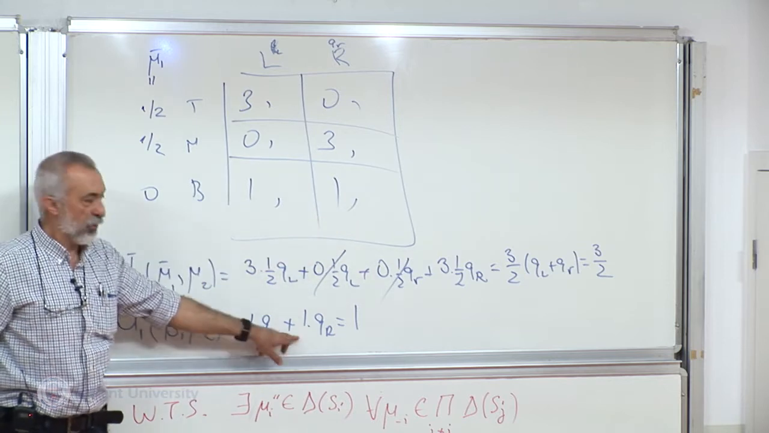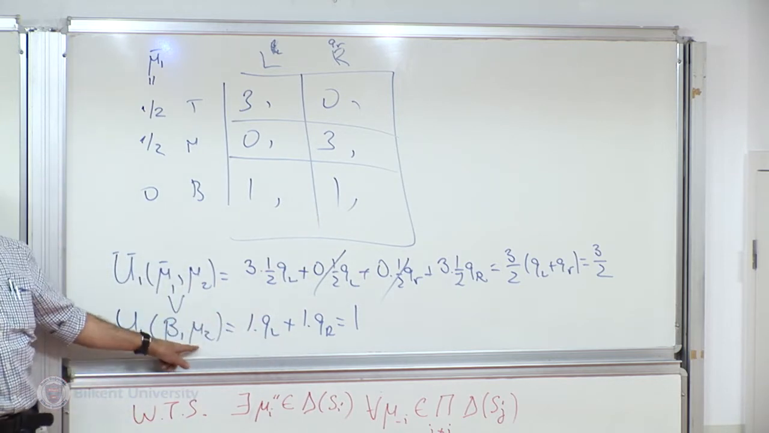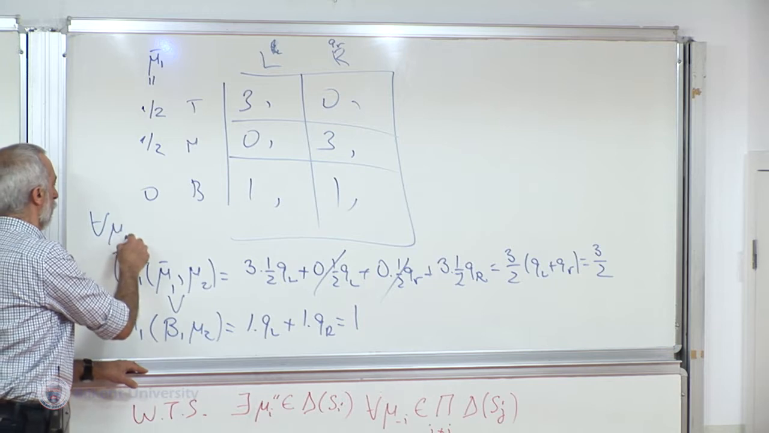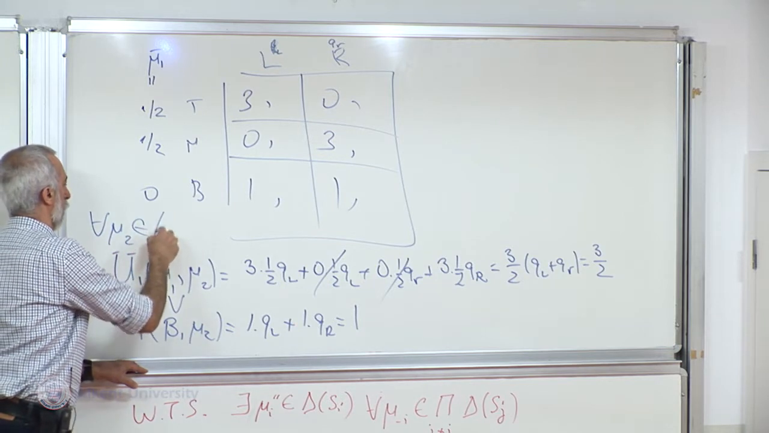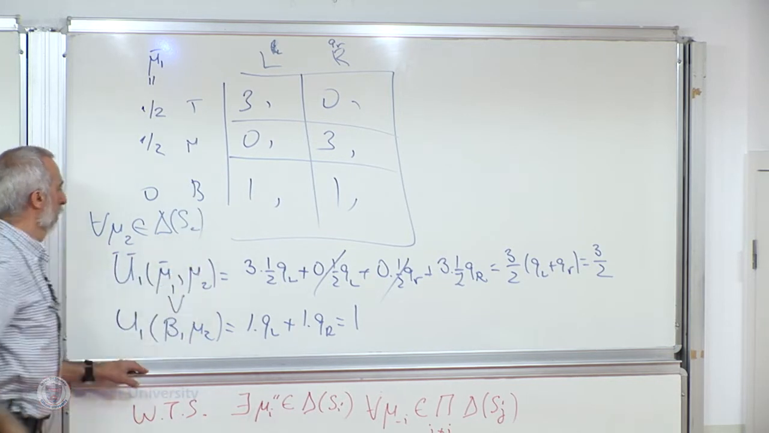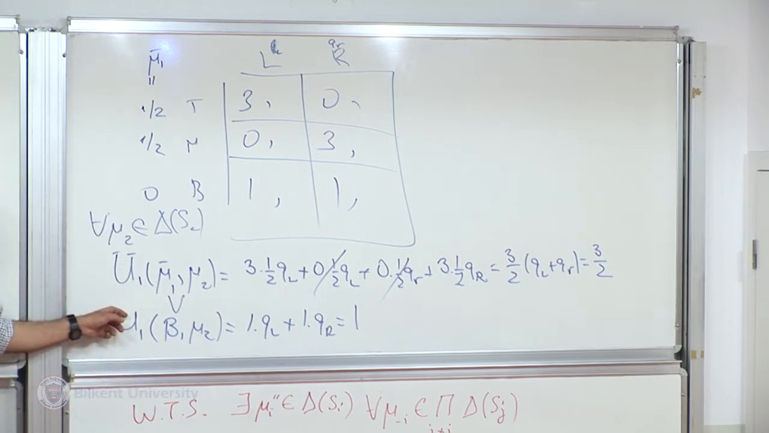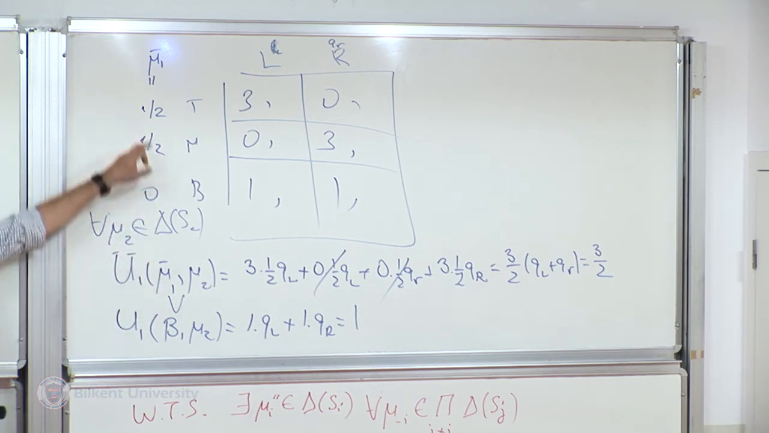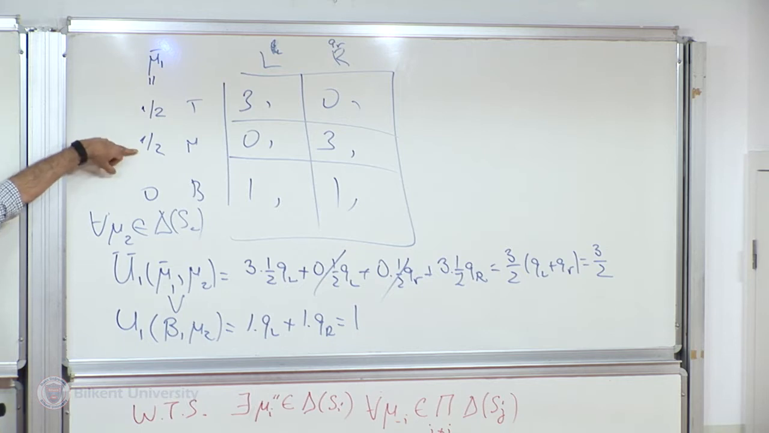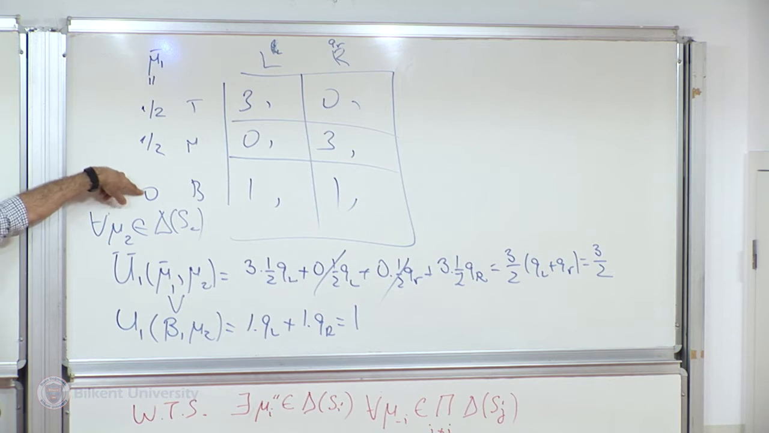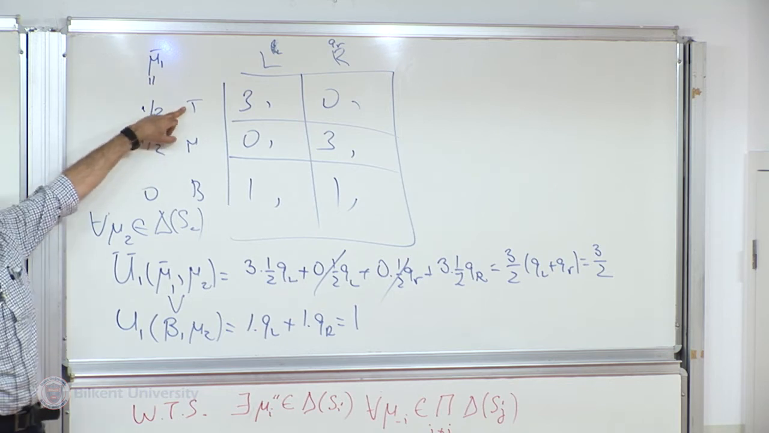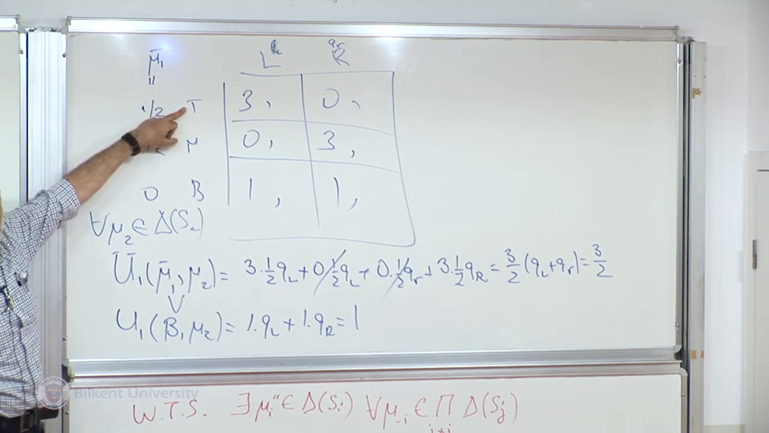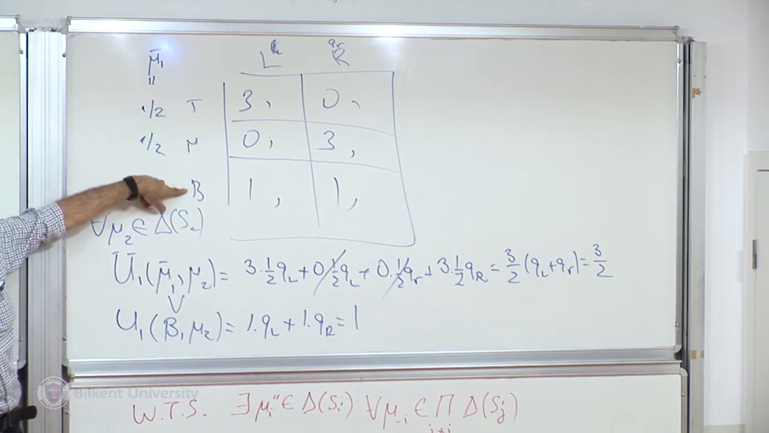3 over 2 is bigger than 1, no matter what mu2 is. So for any mu2 in delta S2, we have this inequality, which means that mu1 bar, that is the mixed strategy where T is played with 1 over 2 probability and M is played with 1 over 2 probability, strictly dominates the pure strategy B. But neither T nor B dominates it.